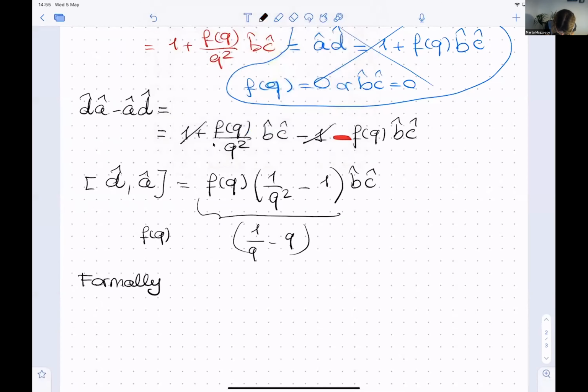Okay, so let's do it formally. Formally, what do we do? We take a representation of SL2 in C2, so let's choose the vector representation on C2, and then we know that SL2 acts by matrix multiplication.